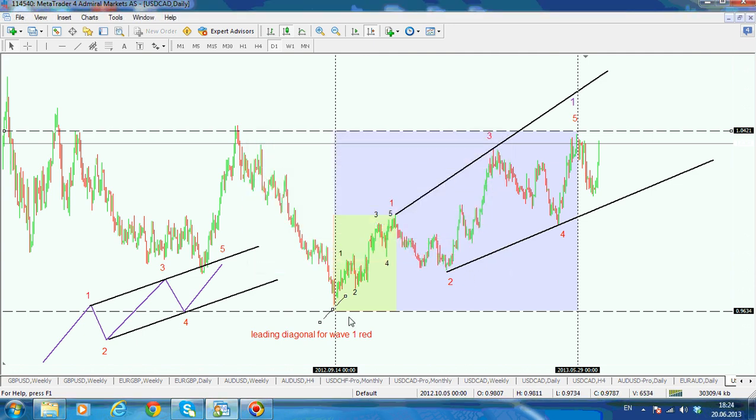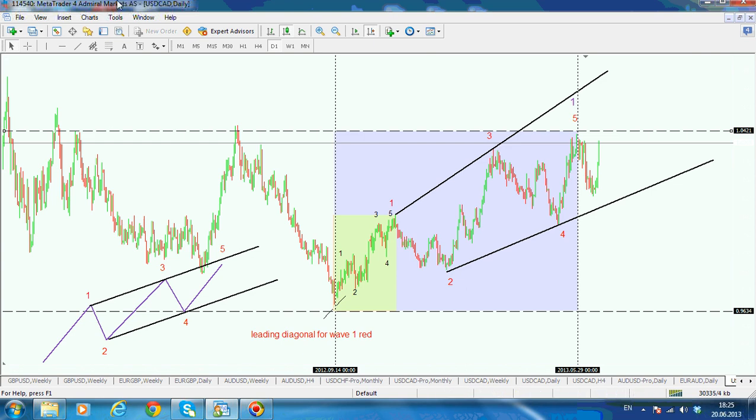Now moving forward with the rules, it states that the second wave of a leading diagonal may be any corrective pattern except a triangle. So we are looking at the second wave here. This second wave may be any corrective pattern except a triangle. Normally, when you're looking for a triangle, you're looking for a contracting triangle.